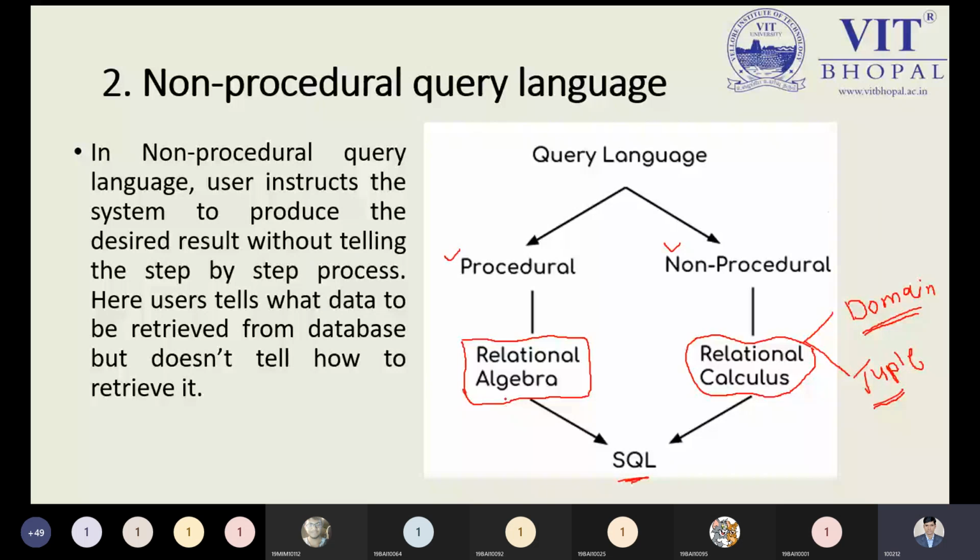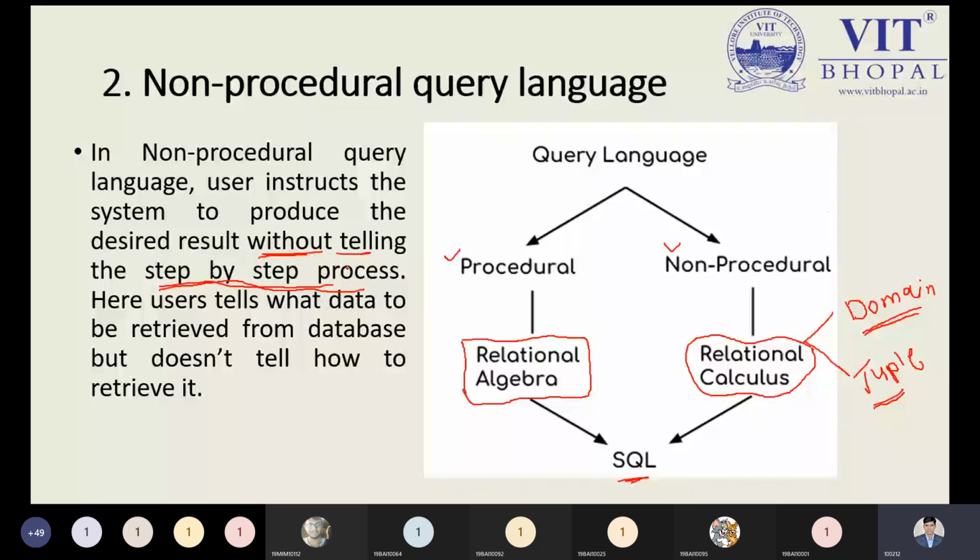In non-procedural query language, users instruct the system to produce the desired result without telling the step-by-step process. The user will get the desired result but without describing the step-by-step process. So while searching over the internet on Google or any search engine, you just describe what you need to the Google server or any kind of server: I need the desired result. Okay, so this is the non-procedural query language. At that time you are just making a request to the server, that is, I'm making the query.